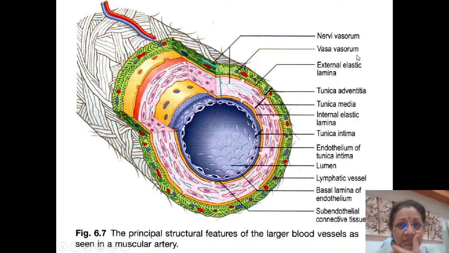Vasa vasorum is a vessel, a very tiny arteriole branch and a very tiny venule tributary, which is serving this thick vessel itself. You'll see that. So these are vasa vasorum serving this item, which is a muscular artery.